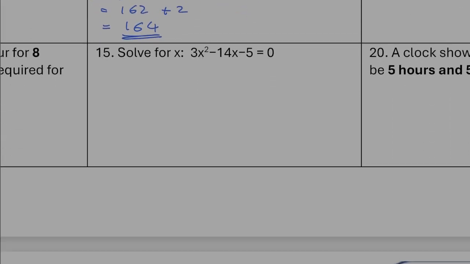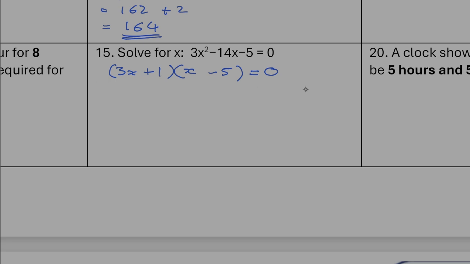Okay, question 15. Solve 3x squared minus 14x minus 5 is equal to 0. So that's going to go into 2 brackets. We start by factorizing. So to make a 3x squared, we must have a 3x and an x. And then to make a 5, I need to multiply 5 by 1, but one of them is going to be negative. And then to make minus 14, it's going to be 3 times by minus 5 plus 1. So that's my factorized version.